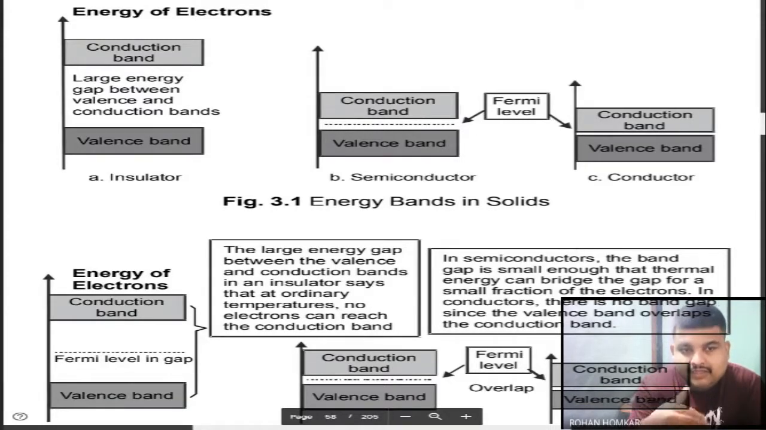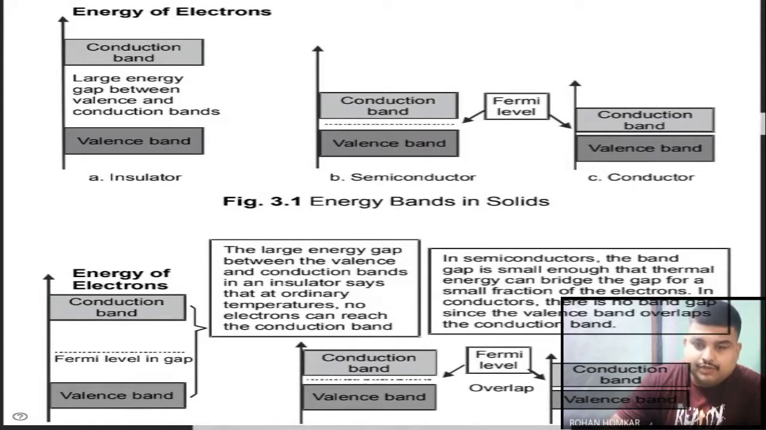And if the energy gap between the valence and conduction band is so large, then it will act as an insulator. But in this particular diagram, in this B diagram, is my mouse pointer visible to you? Okay, so the B diagram is indicating that semiconductor material has a very small energy gap, and that energy gap is dependent on different circuit parameters.